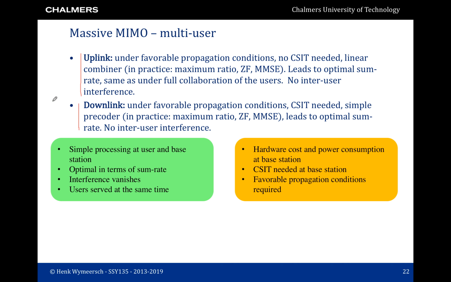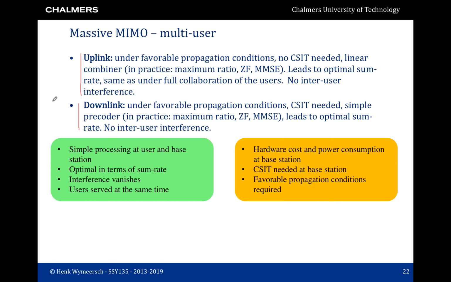In the downlink, again under those favorable propagation conditions, the base station now needs channel state information in order to find a good precoder. In practice, the precoder can be maximum ratio, zero forcing, or MMSE, and this again leads to optimal sum rates. There is no inter-user interference. This means that life is very easy for the users. They just see their own data stream without any interference from other users.